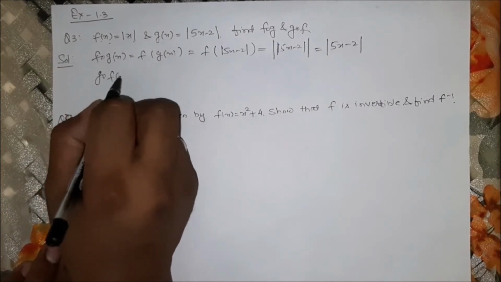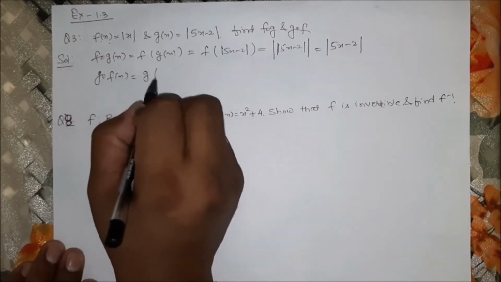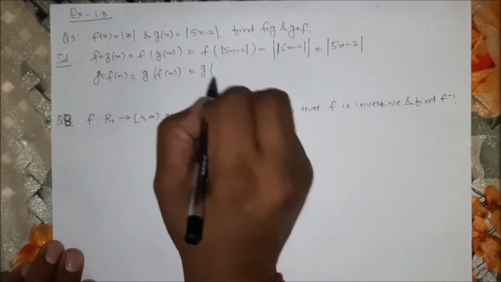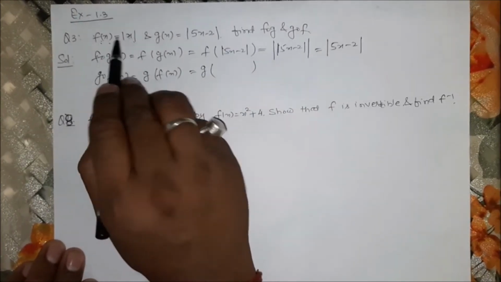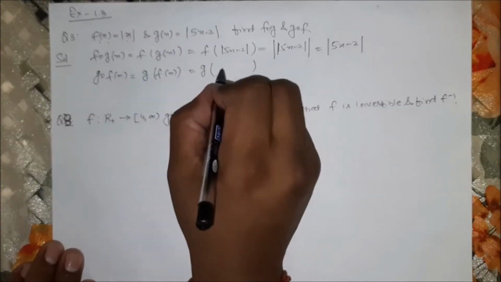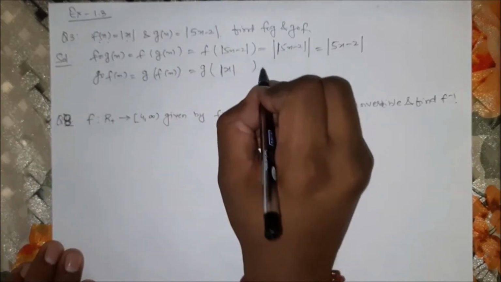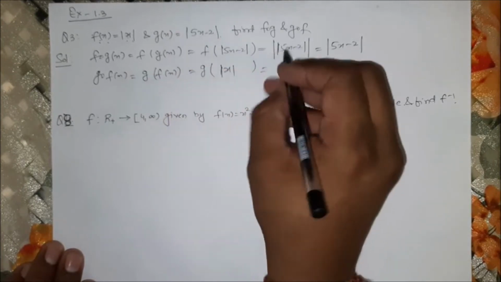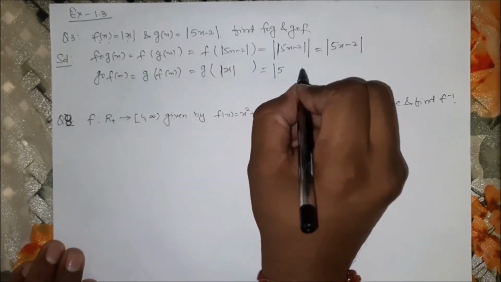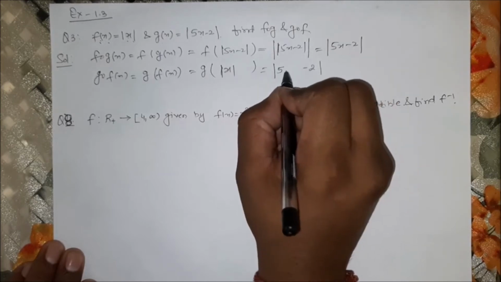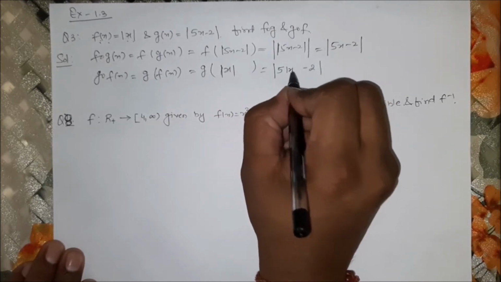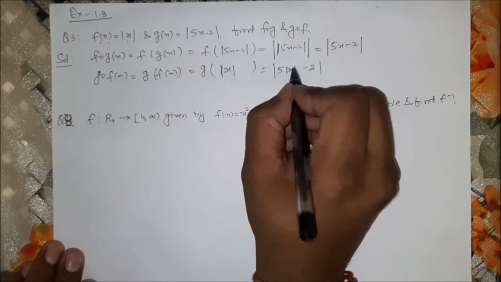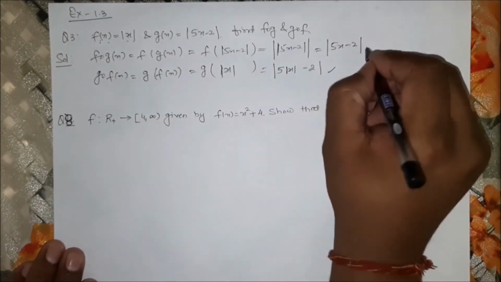Now consider gof. Gof is g of f(x). In place of f(x) we will put the value of f(x), which is mod x, and g will put the value inside, in place of x you will put mod x. Because this mod is on a single term, it will remain like this only, and that's the answer.